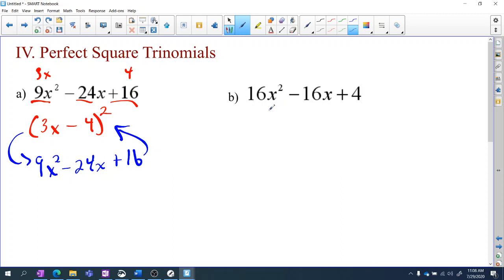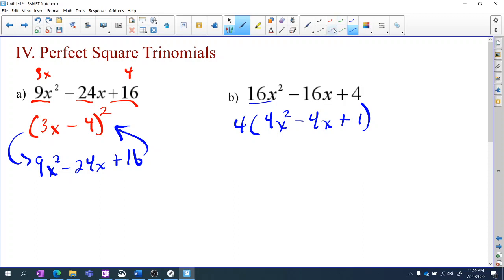All right, let's check this one. Ooh, look at this one. Something I noticed here. 16, 16, and 4. Before I even get started, I notice they're all divisible by 4. Now, this is what students will sometimes do wrong. They'll actually physically divide these all by 4. I'm not doing the Australian method. I need to, in this case, factor out the 4 to the front. That'll leave me with 4x squared minus 4x plus 1.